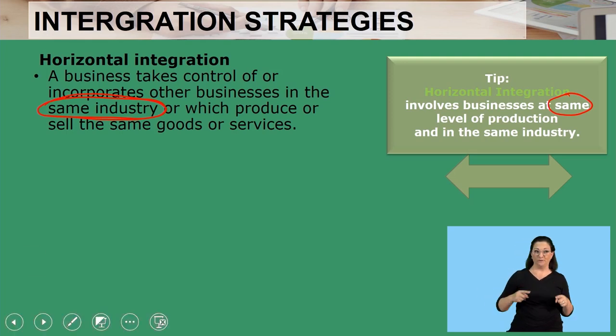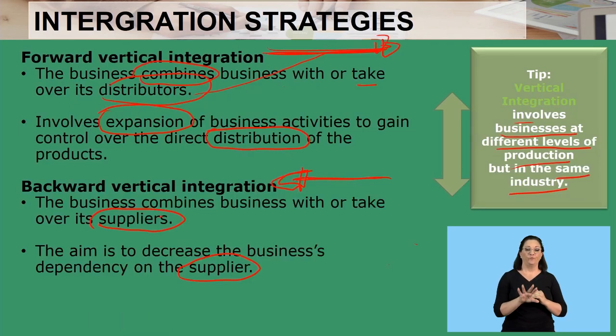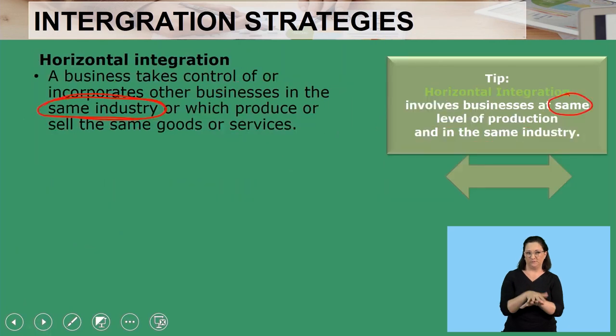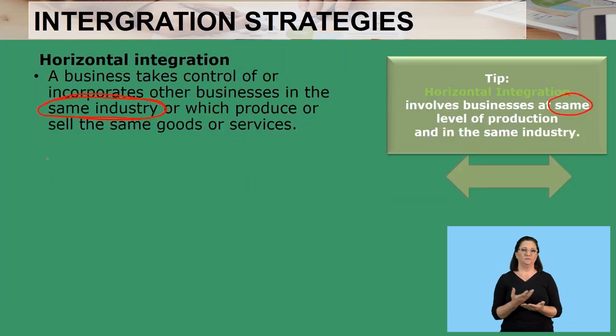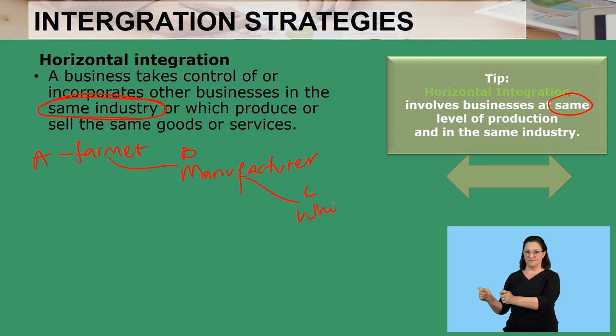Let's go back a bit. With our forward vertical integration strategy, say for example, we've got a farm, business A, which is a farmer. Then we've got business B, which is a manufacturer. And then we've got business C, which is a wholesaler. Wholesalers sell products in bulk.